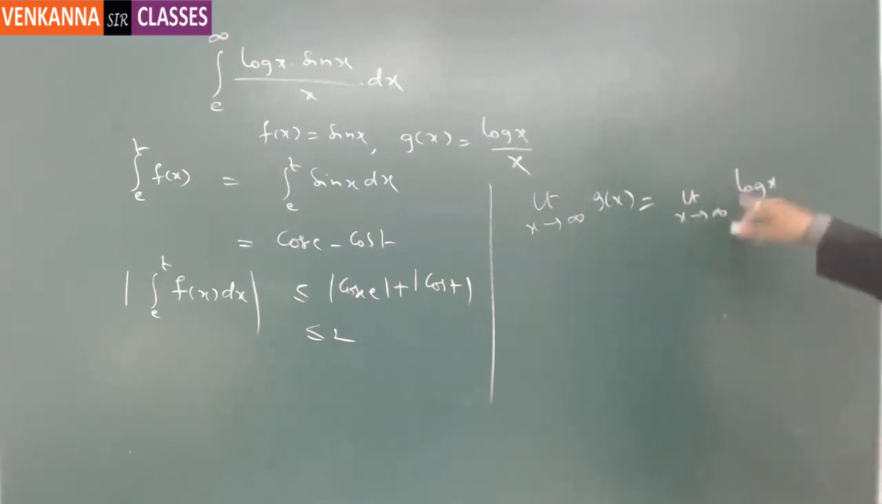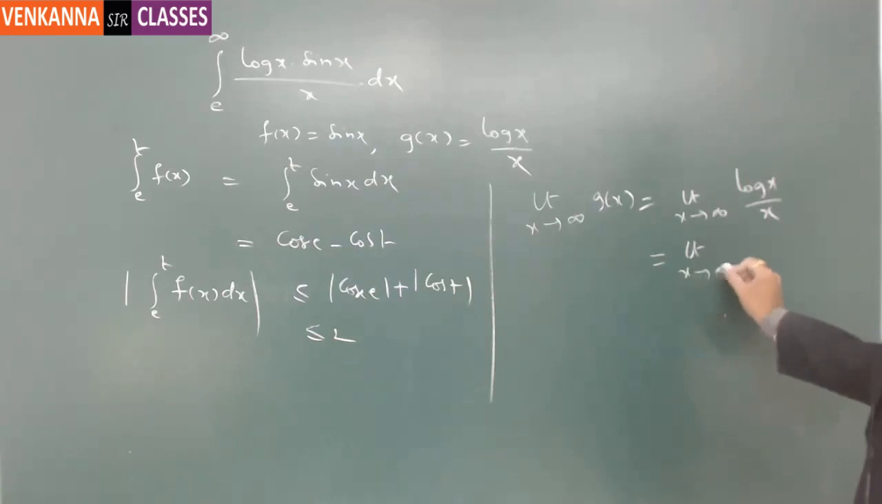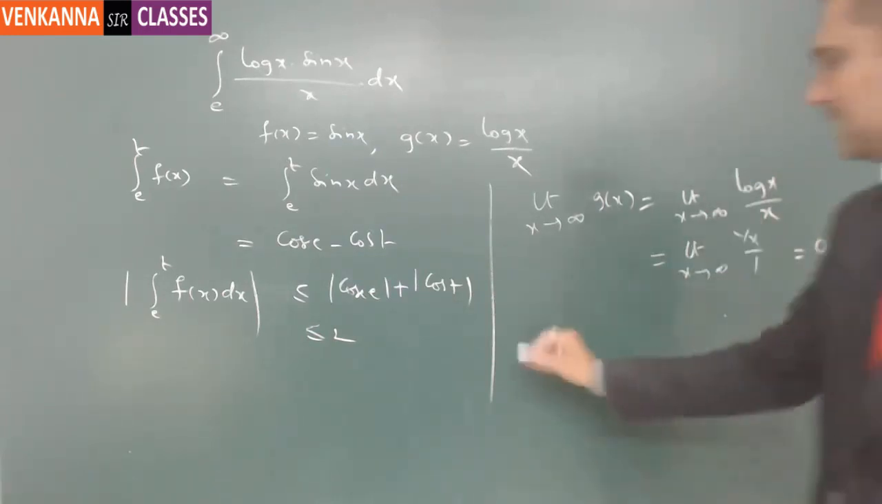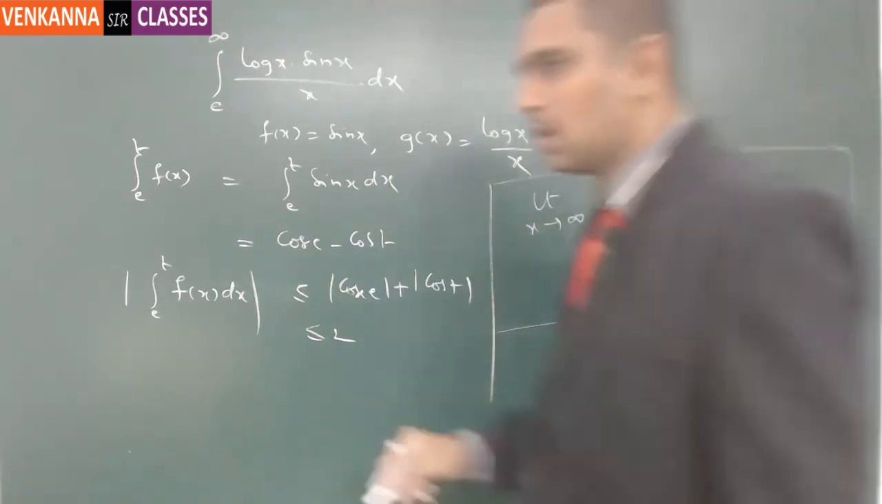Since it is going to be undefined, we use L'Hospital rule. Limit x tends to infinity 1 by x by 1 is nothing but 0. So one part is clear. The other part is we have to show that it is monotone. How to show?